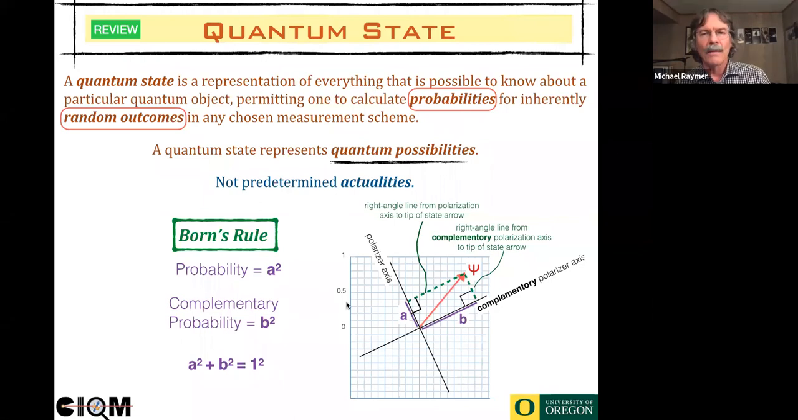Okay. Then we talked about what is a quantum state. It's a representation of everything that is possible to know about a quantum object. And in quantum physics, we cannot know everything about an object in the sense that we cannot describe the properties as actual properties that exist prior to making a measurement, as we could in classical physics. But in quantum physics, the state description allows us to calculate probabilities for random outcomes of measurements.